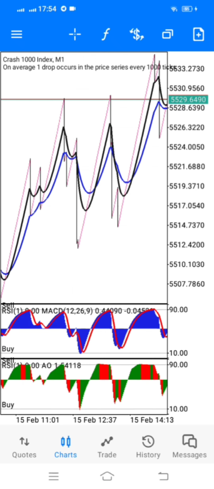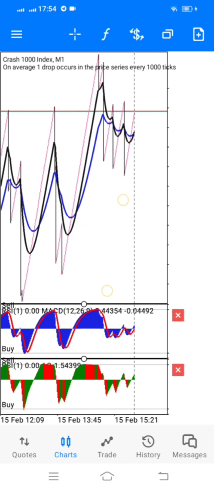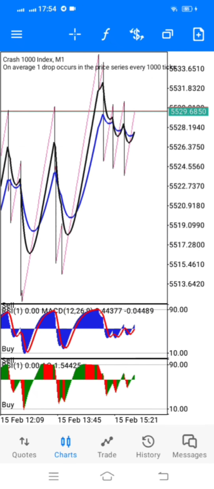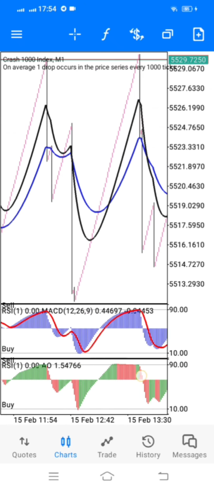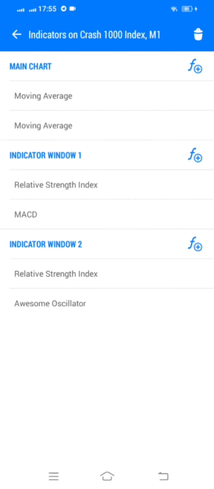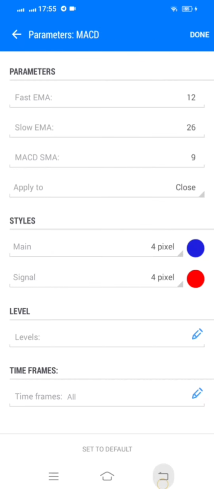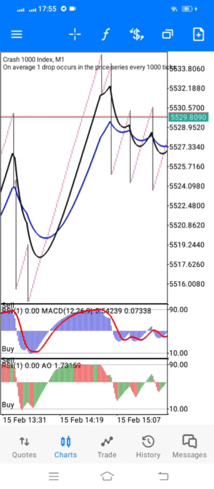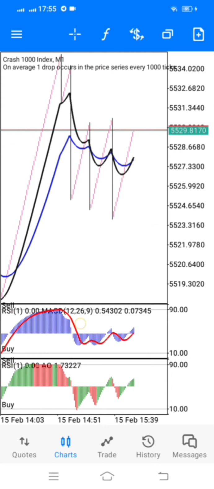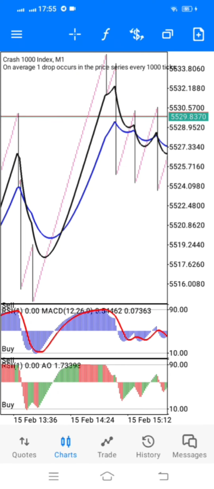Now the next thing that we're going to do is focus on the zoom level. This is the lowest zoom level that there is. We are just going to zoom out once. Let me just do that again. Just once, that's all that we're going to do. It's fine, we just zoom out once, and that is how your chart should look. So you should have these two moving averages on your main screen, you should have the MACD, and you should have the awesome oscillator over here.